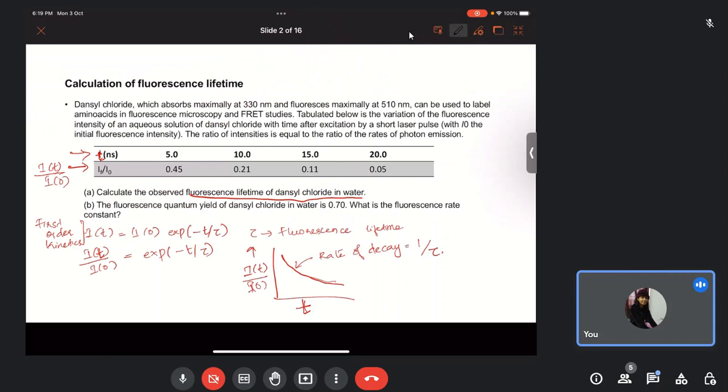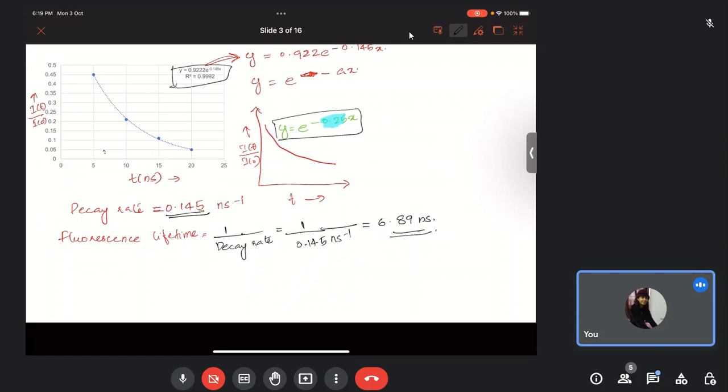And if you look at the second part of the question, we have been asked to find the fluorescence quantum yield of dansyl chloride in water. The fluorescence quantum yield of dansyl chloride in water is 0.7, and what is the fluorescence rate constant? We know how to address this question. We have found previously the fluorescence rate constant given the fluorescence quantum yield and the fluorescence lifetime.